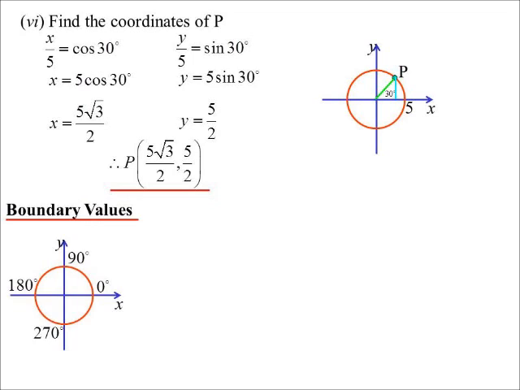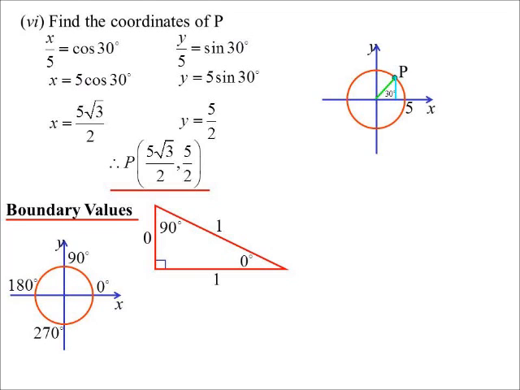Well, what about the boundary values? How do we deal with the boundaries? So 0, 90, 180, 270, they're not actually in a quadrant. They're the boundary between two quadrants. Well, I draw up this fictitious triangle. One angle is 0. It's a right angle triangle. Therefore, the other angle is 90 degrees.